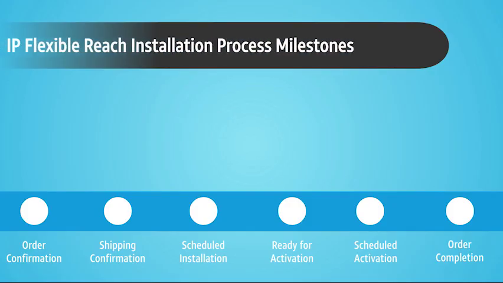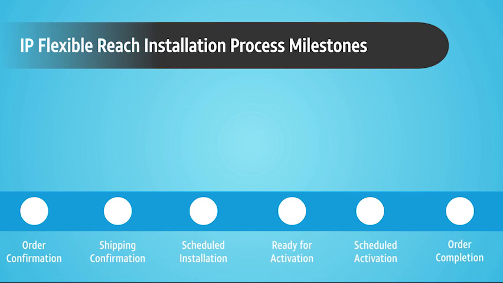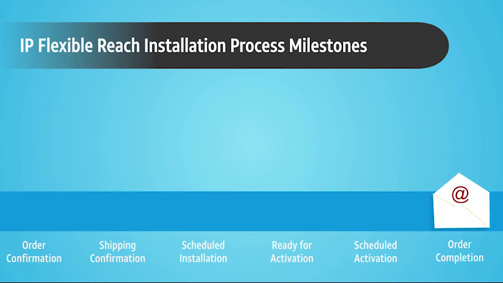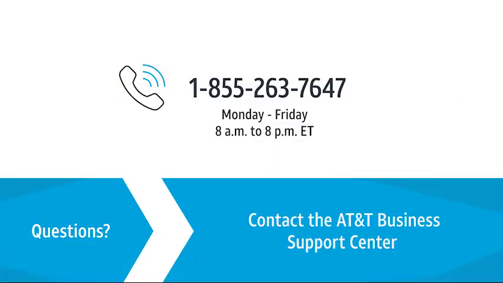The IP Flexible Reach installation process has several milestones for which you will receive email notifications as they are achieved. At any time during this process, if you have questions, please contact the AT&T Business Support Center at 855-263-7647. Our representatives will be available to help you out during business hours.